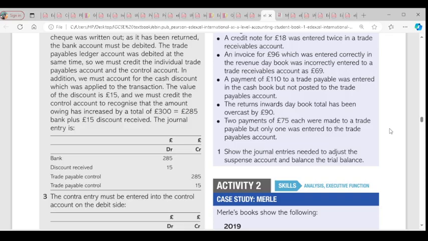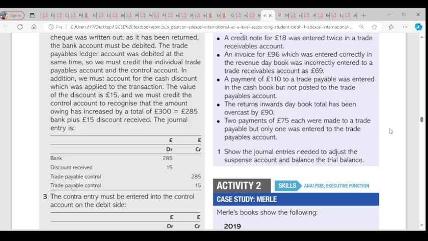So if one was entered into the trade payables account, that means the trade payables account needs another debit entry for 75, which has to be a debit entry for trade payables account and a credit entry for suspense account. Now, these are all the journal entries that we have to enter.